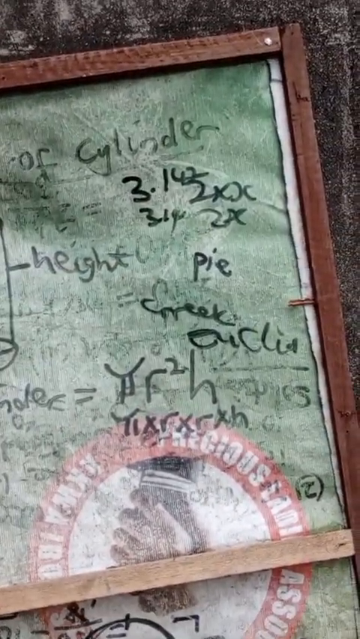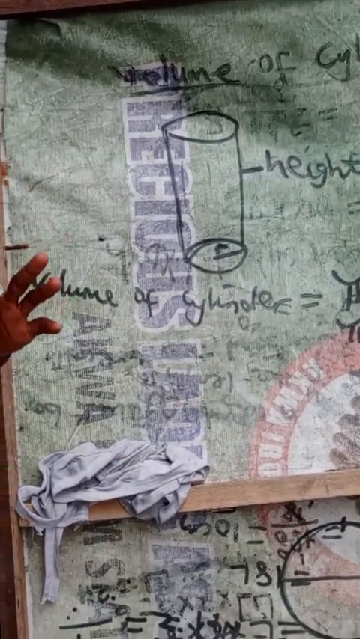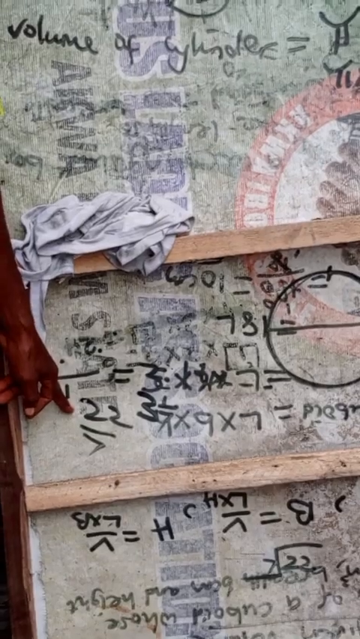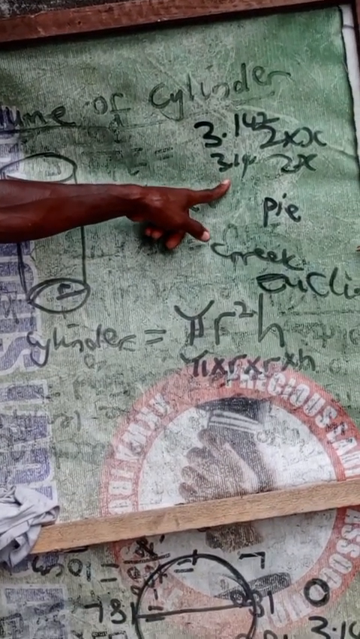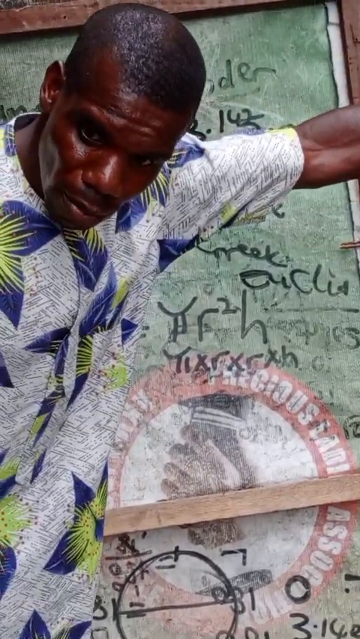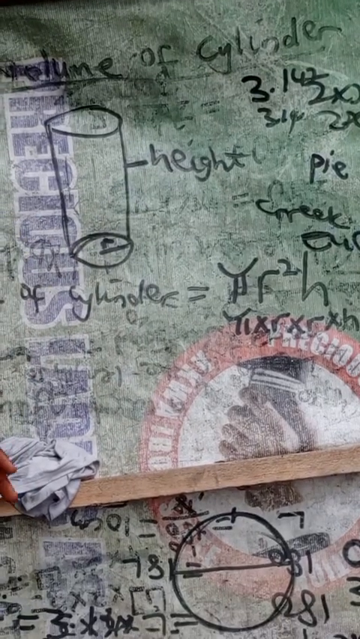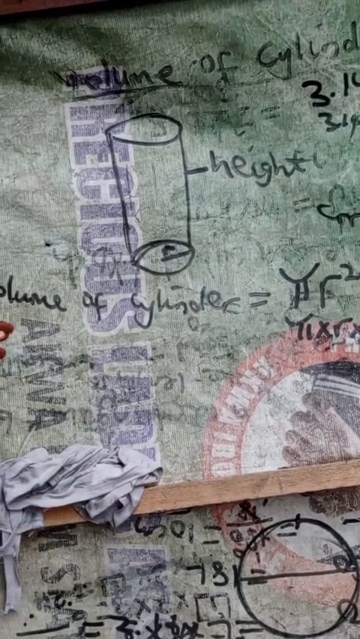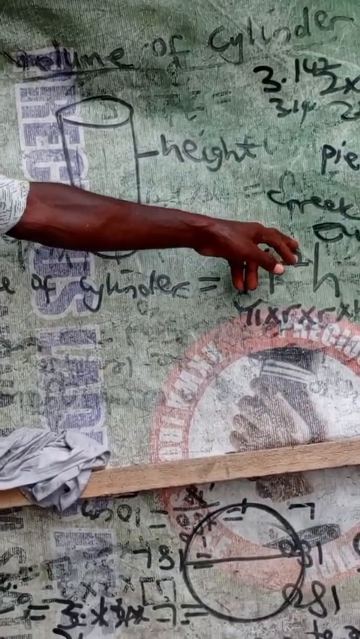So anytime you see pi, the whole value is 22/7. This 3.142 is the approximate value because the number continues. But we have decided to cut off some numbers, which we call the approximation. So what we are taking home today is that the volume of a cylinder is pi radius squared height.